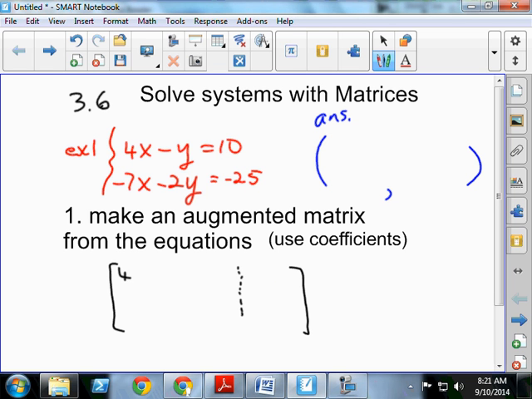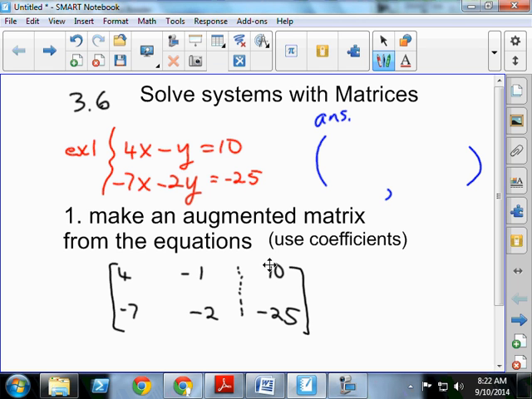We're going to go with a 4 here, a negative 7 here, a negative 2 here, a negative 25 here, and a 10 here. What should I put where that negative y is? A negative 1. A negative 1. Okay? Everybody all right so far? So that's our first step.